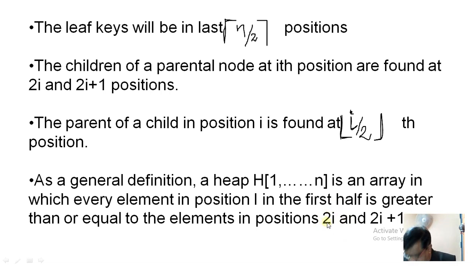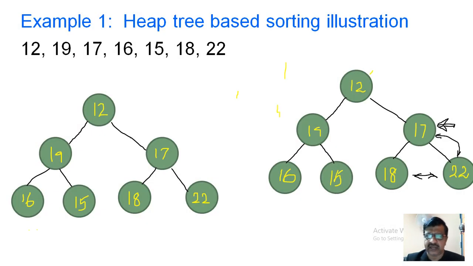Okay, and we will just explain, taking an example, how heap sort is to be conducted by using the tree data structure. Then we will also look into another algorithm which will see the heap in an array itself by defining the positions of parents and children, and we will continue with this heap sort, and finally we will end this session by writing the algorithm. Okay, heap tree based sorting illustration.